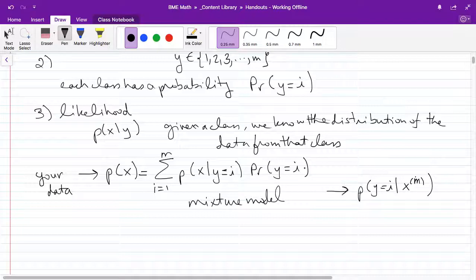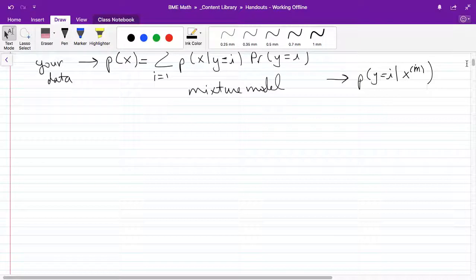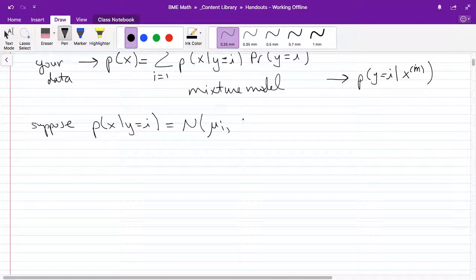Let's give you an example of how this might work. Suppose we have the likelihood P of x given that y is equal to i is some normal with mean mu i and variance sigma i. I have my likelihood. Suppose that it's a normal with this mean and this variance. And so in my model, my likelihood model, my mixture model, has some parameters in it. And what are those parameters?